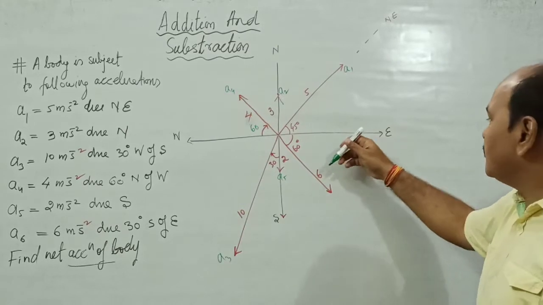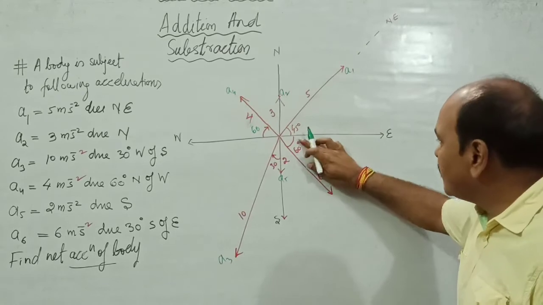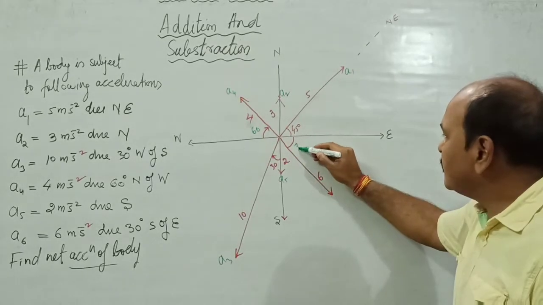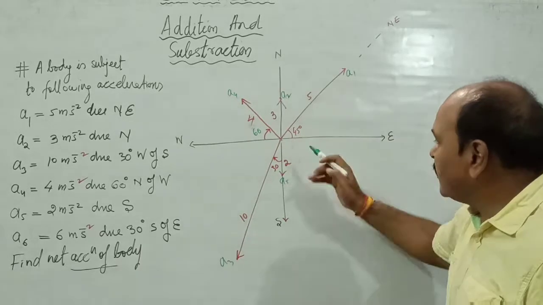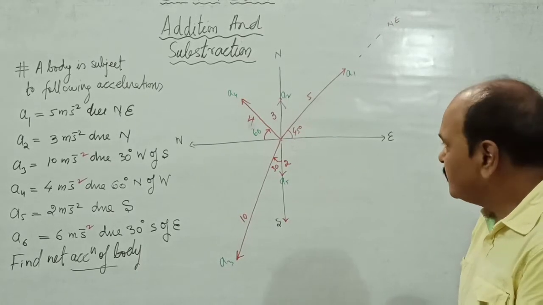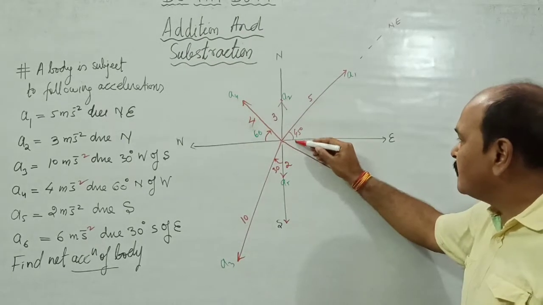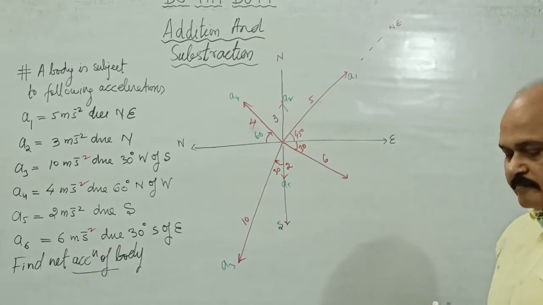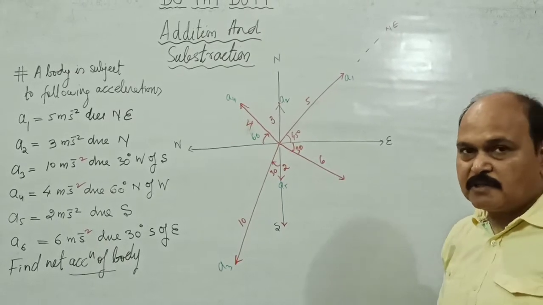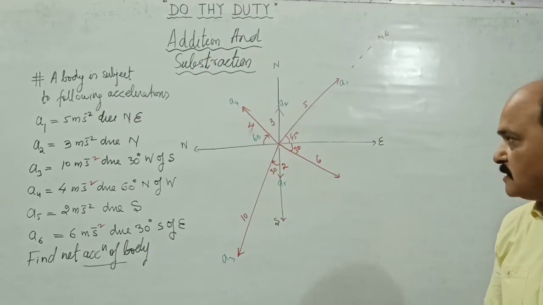Due 30 degree south of east. This is south, this is east. South of east, this angle is 30 degree. So better make it look like 30 degree. This is 30 degree south of east. And the value is 6. So after drawing all vectors, let us resolve the vectors which are not along axis.